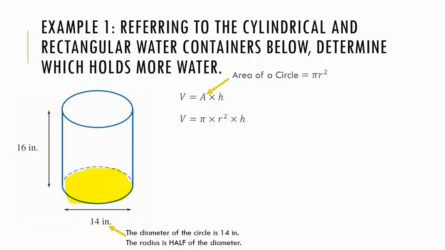This example tells us that the diameter of the circle at the bottom is 14 inches. Remember, the radius is half of the diameter. So what should the radius be? The radius will be 7 inches.